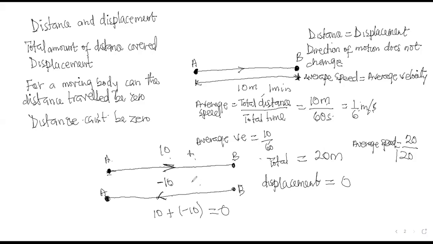Are you okay? Now, supposing Giovanni returned, in his return from B, he moved to a point C. What will be his total distance? And a point C is 5 meters from A. What will be his total distance and his total displacement?